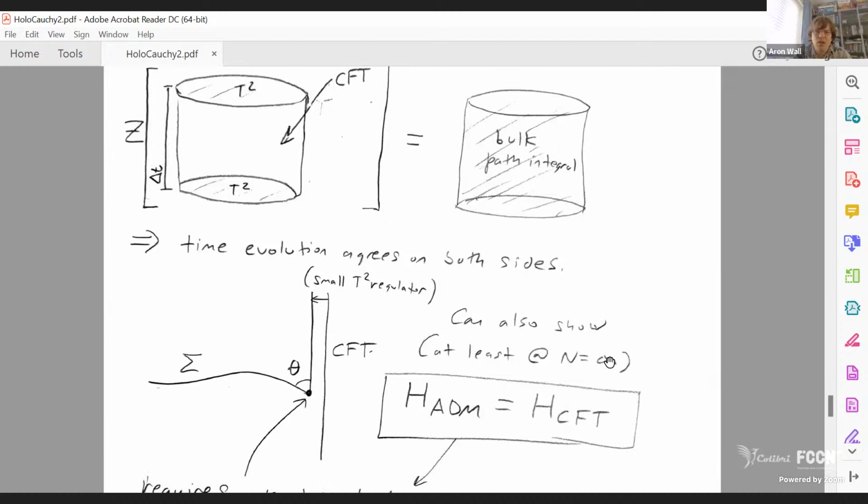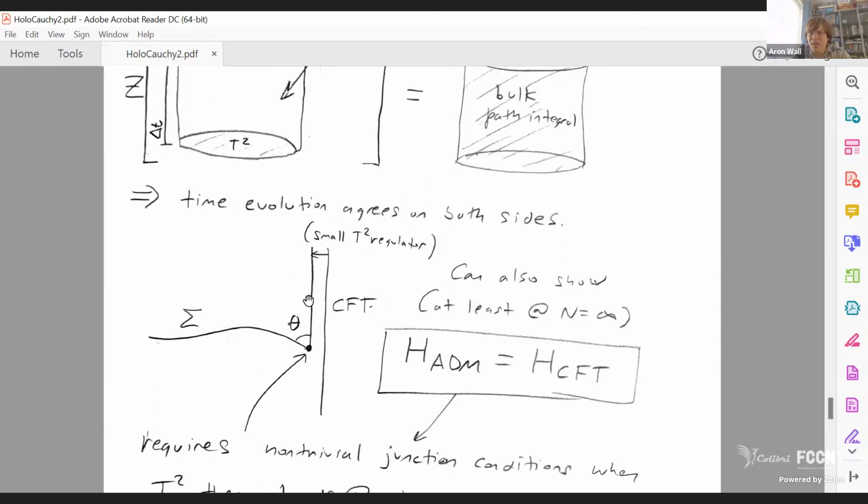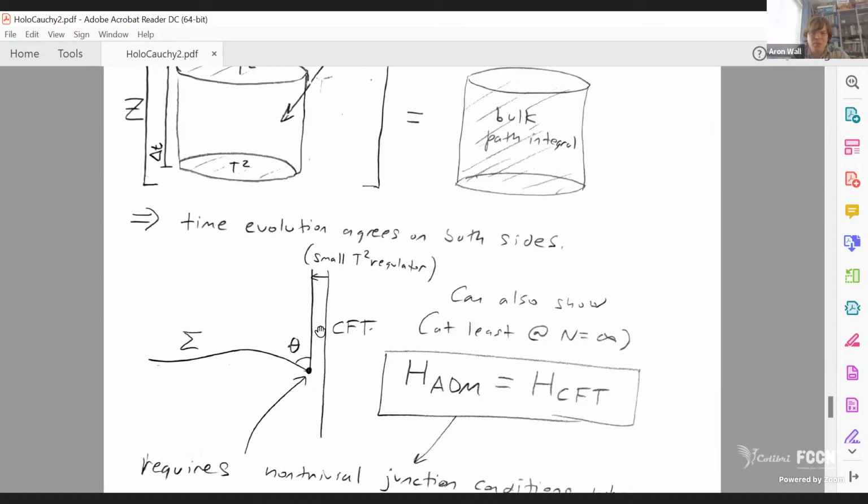Okay, so one thing we were able to show is that the two theories have matching Hamiltonians, so that's pretty good evidence that they have the same time evolution. So what we did is we looked at the Cauchy slice that goes to the boundary CFT. We wanted to turn to the CFT, but we regulated it slightly just with an infinitesimal t-squared regulator, just so both of these were the same theory. So now these meet at some angle.